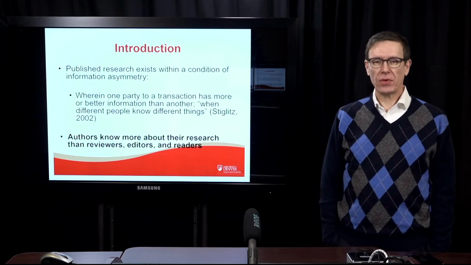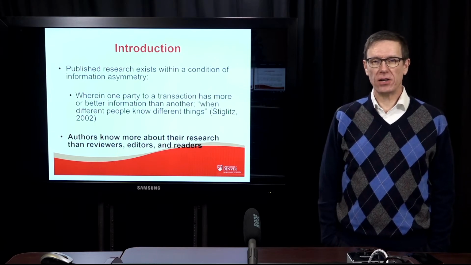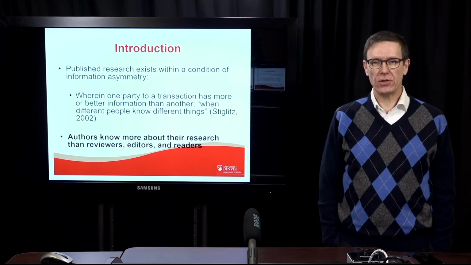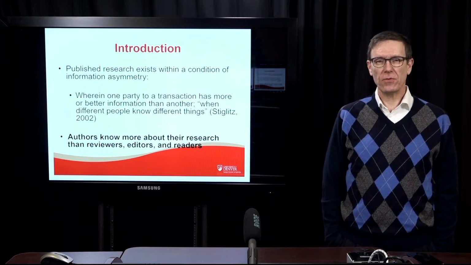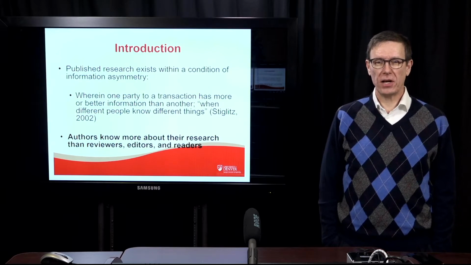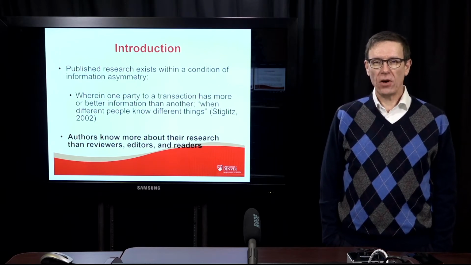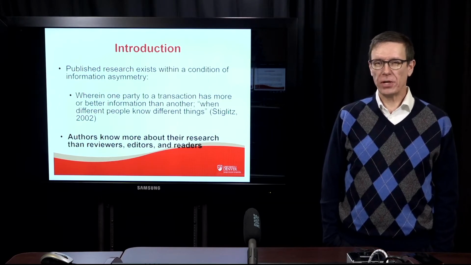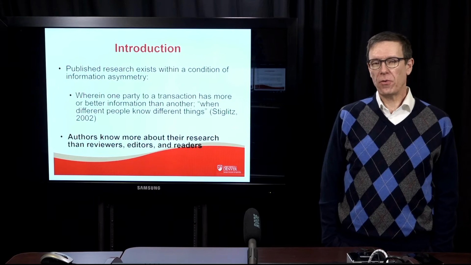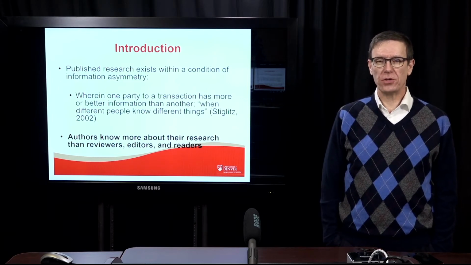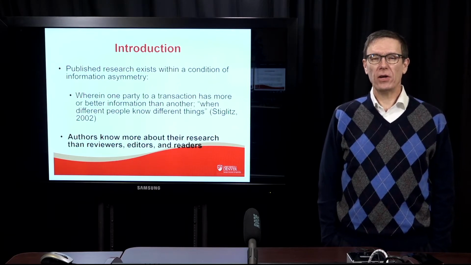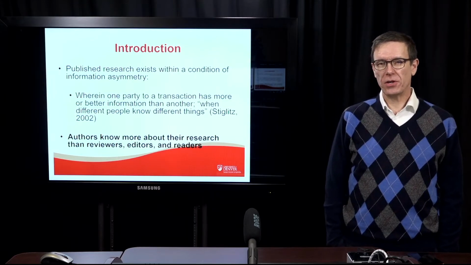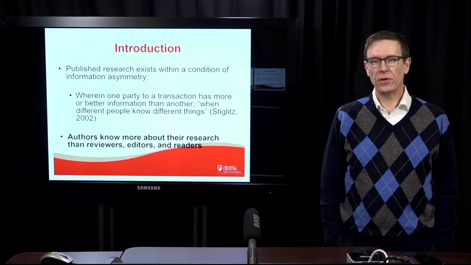To begin with, it's important to recognize that all published research exists within a condition of information asymmetry. In other words, if we go back to the economists' work on this beginning really in the 70s, we know there's a condition where authors and readers don't have complete information of one another. More formally, we refer to this as when one party to a transaction has more or better information than another. Joseph Stiglitz, who won a Nobel Prize for information asymmetry work, stated, when different people know different things.